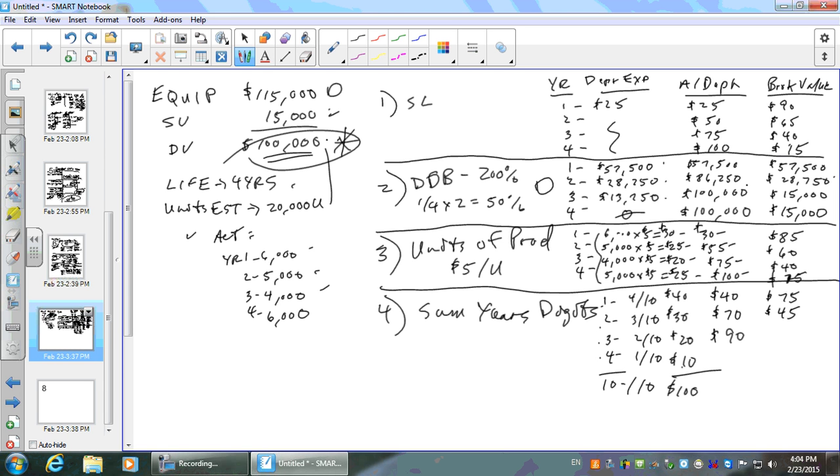Okay, so 90. What's left? 115 less 90 is how much? 25. This is working out wonderfully, isn't it? And then we got 10 more. It's going to make it 100. Ta-da. Debit depreciation expense, credit accumulated depreciation. And we will have 15 left, wouldn't we?